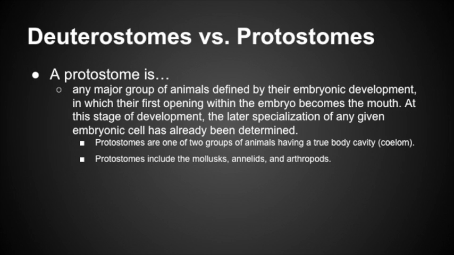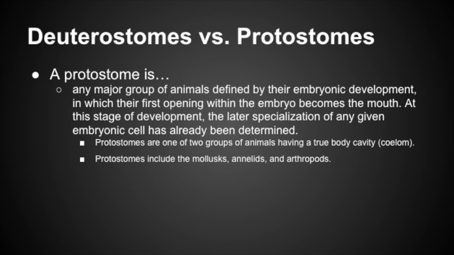We will now discuss the different kinds of vision found in both protostomes and deuterostomes. We will begin by discussing vision perception in protostomes. We must first define what a protostome is. By definition, a protostome is any major group of animals defined by their embryonic development in which their first opening within the embryo becomes the mouth.